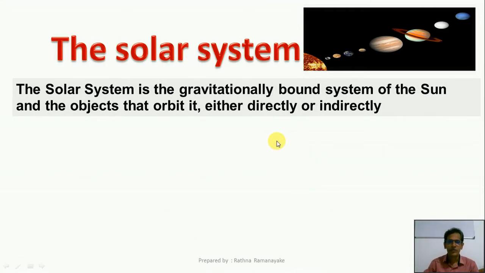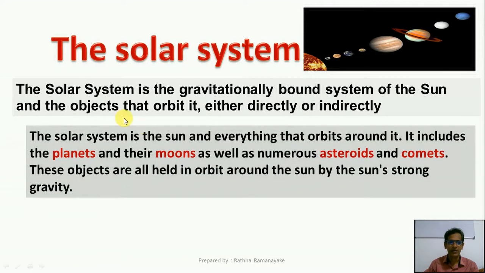Today I am going to discuss the solar system. The solar system is the gravitationally bound system of the sun and the objects that orbit it either directly or indirectly. The solar system is the sun and everything that orbits around it. It includes the planets and their moons as well as numerous asteroids and comets. These objects are all held in orbit around the sun by the sun's strong gravity.